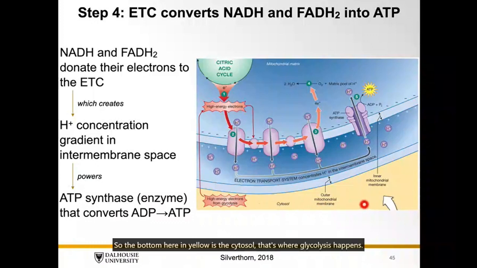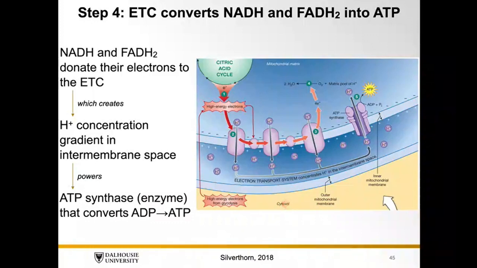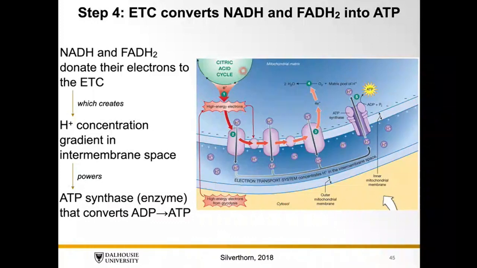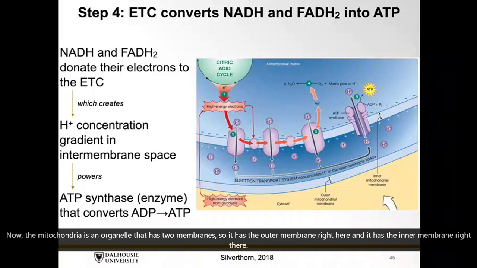At the bottom here in yellow is the cytosol, right? That's where glycolysis happens. And in blue here, we're in the mitochondria. That's where the citric acid cycle takes place. Now the mitochondria is an organelle that has 2 membranes. So it has the outer membrane right here, and it has the inner membrane right there.